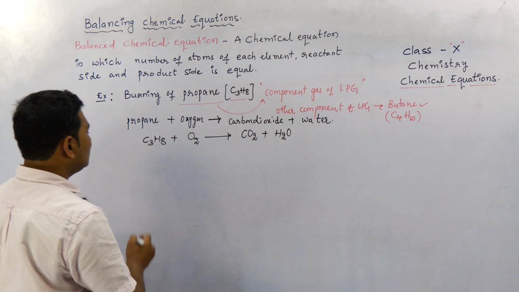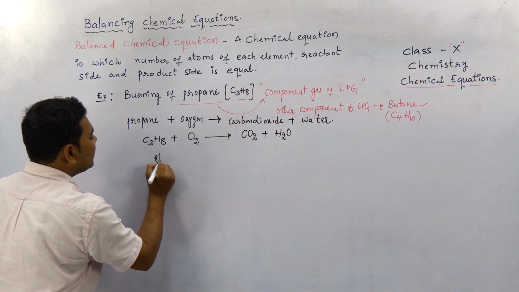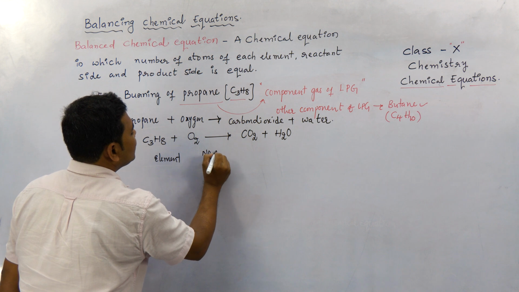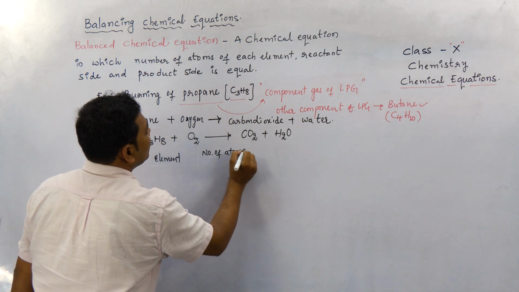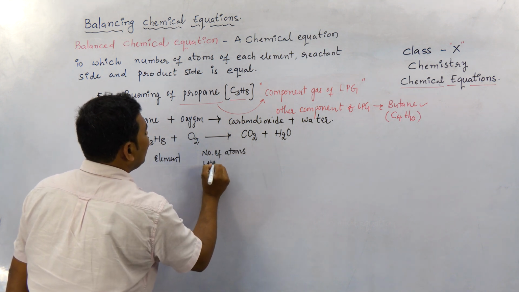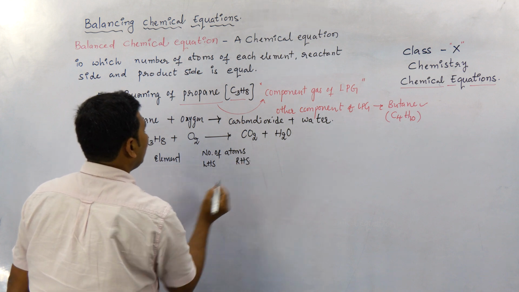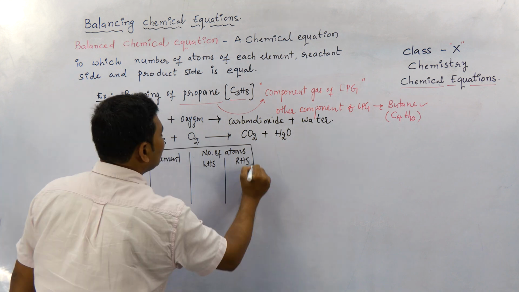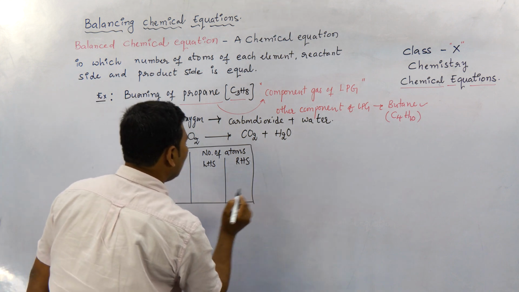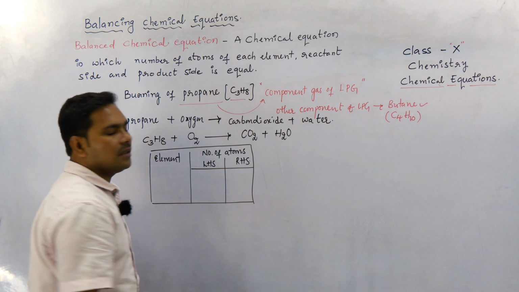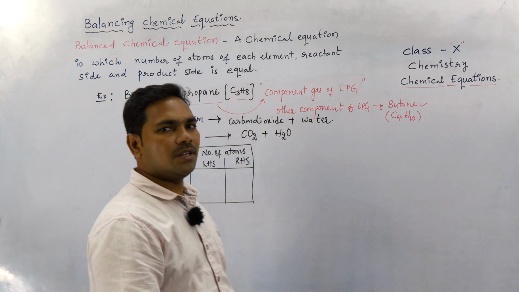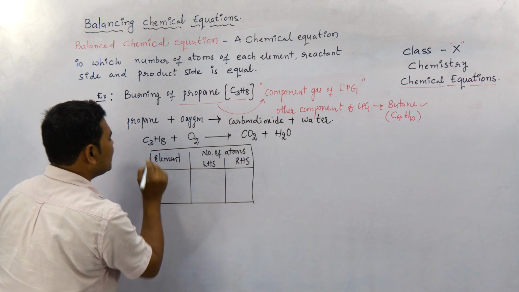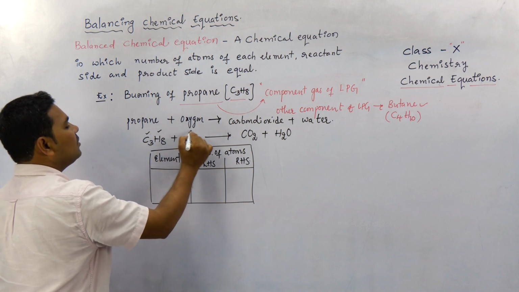Okay, let's write a table. The different elements present, the element, and let's write the number of atoms on the left hand side and right hand side. Let us write a small table to easily verify the number of atoms of each element involved in the chemical equation for the burning of propane. Let's check C3H8. The elements present are carbon, hydrogen, oxygen.